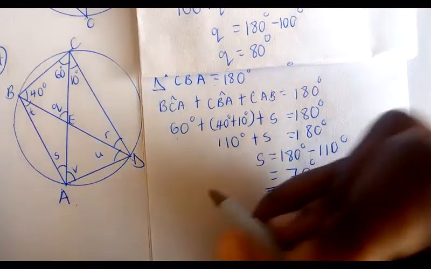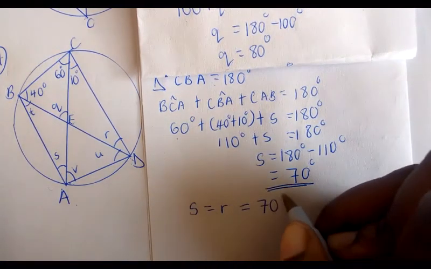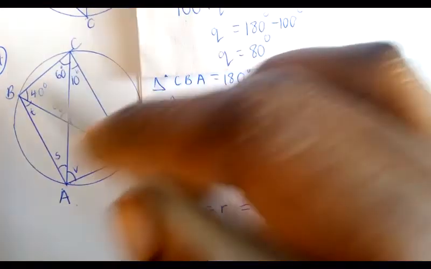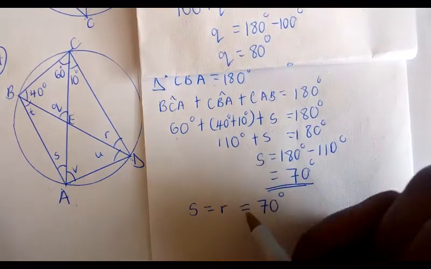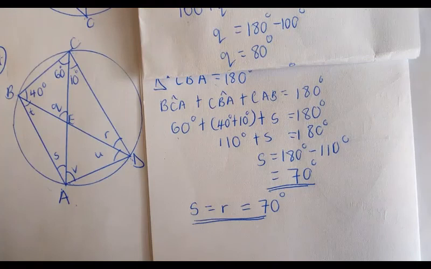And we already said that S is equal to R, which is equal to 70 degrees, because S and R are subtended by the same arc BC. So S and R are both 70 degrees. So we are done with the last question.